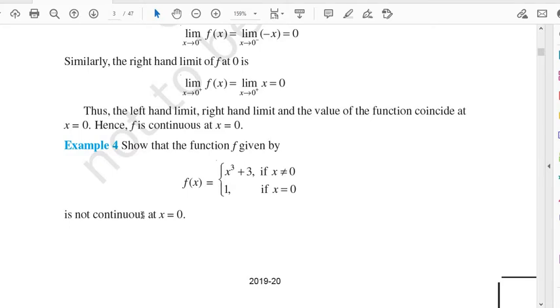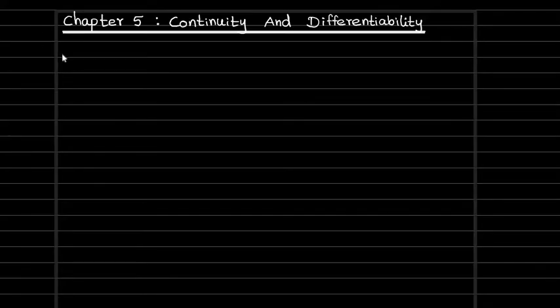And for testing the continuity, we need to show that it is not continuous only at x equal to 0. Throughout the real line, from minus infinity to positive infinity, we are not going to test it. Only at x equal to 0 the function is not continuous, that we are going to prove. So what is the given function?